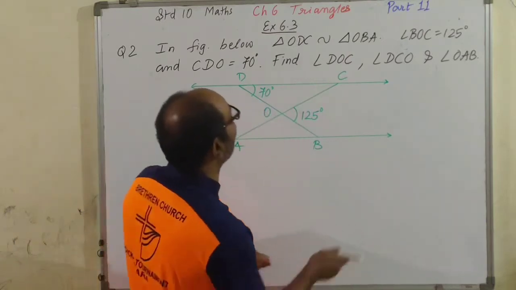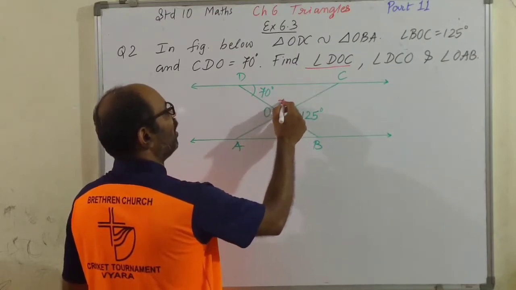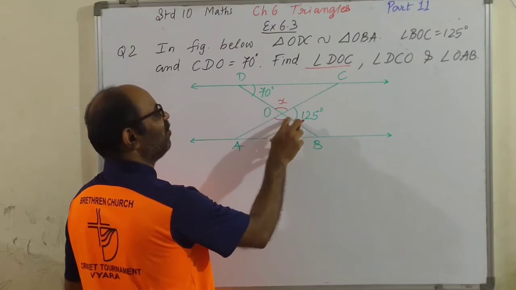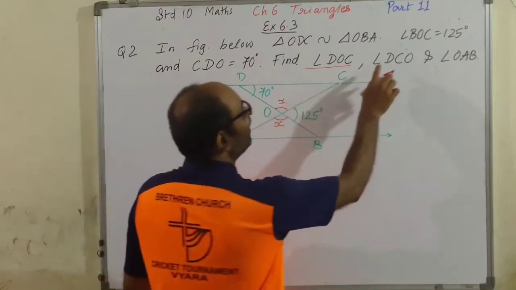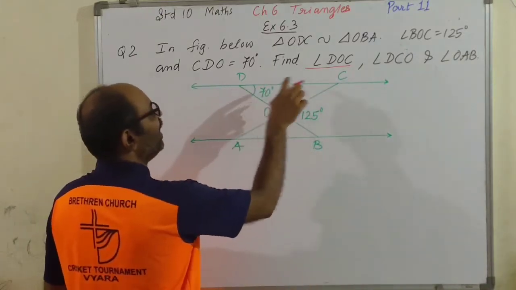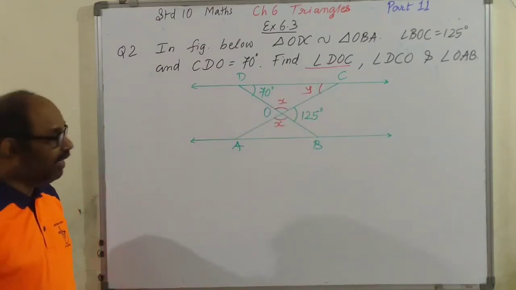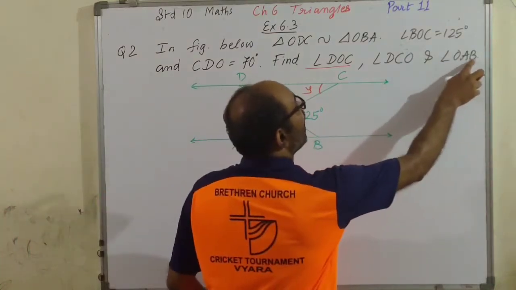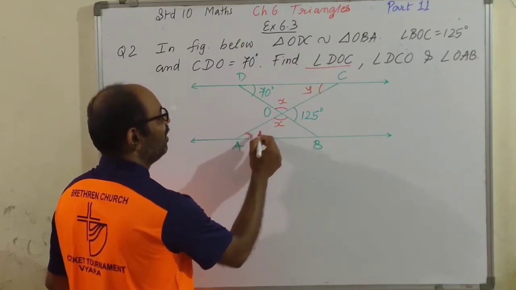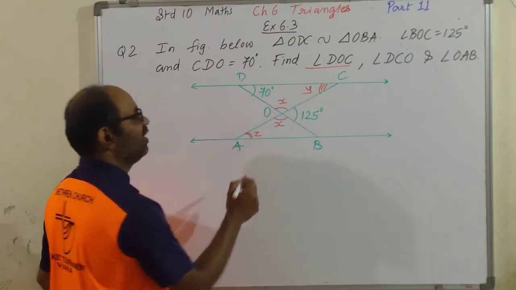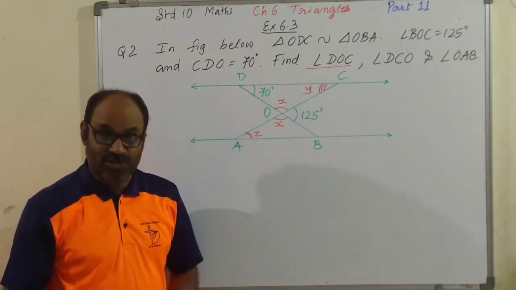Where is angle DOC? पहले observe कर लो. DOC. I'm going to call it X. Children, can you see this? This is vertically opposite angle. So that is also going to be X. चलिए. DCO. This is Y. Alright? OAB. This is Z. You might say they are alternate angles, but the lines are not parallel. ऐसा कुछ दिया नहीं है.